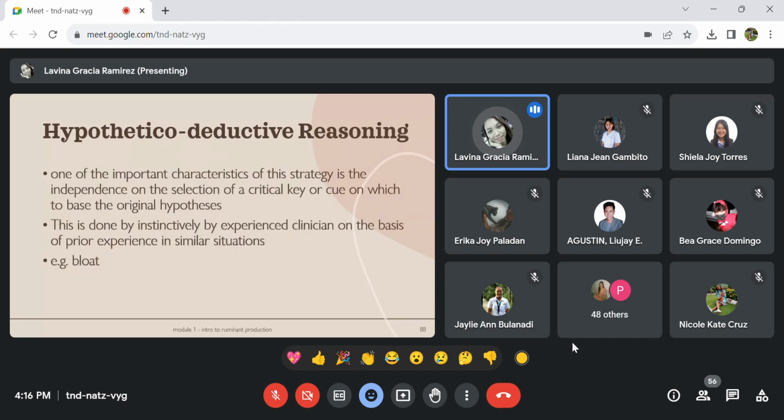Another important characteristic of this strategy is the independence in the selection of a critical key or cue on which to base the original hypothesis. I mentioned that one: whatever you first saw, you base your hypothesis on that first. So if the hypothesis is proven, you saw that the milking process was too aggressive and the animal had wounds. Then most probably the animal got the mastitic condition from the traumatic way they milk the animal.